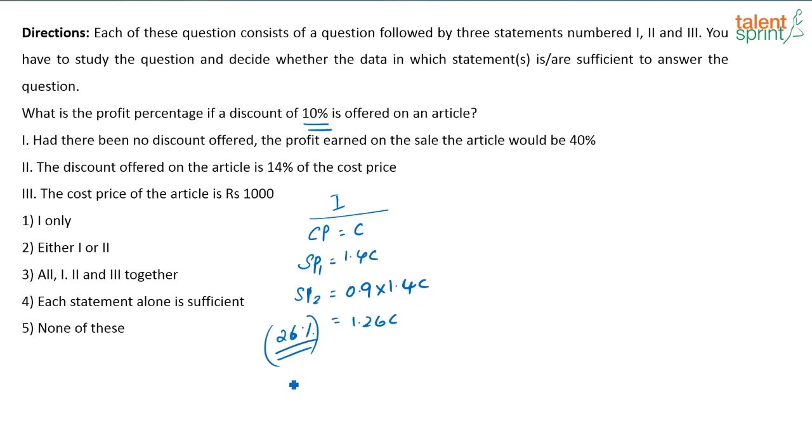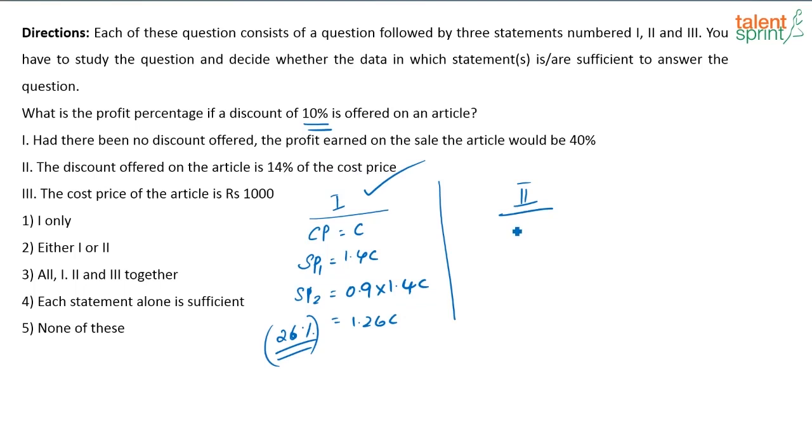See, you need not calculate these exact values. I am just saying that for the sake of explanation, but you will know that you will be able to find the profit percentage using statement 1. So using statement 1 alone, you are getting the answer. Now let us look at statement 2. What is given in statement 2? In statement 2, it says the discount offered on the article is 14% of the cost price.